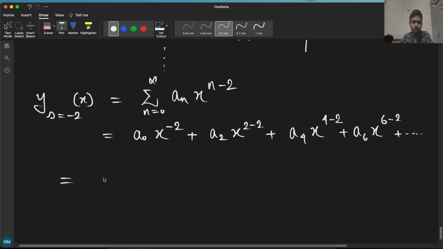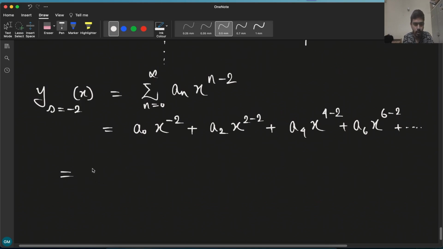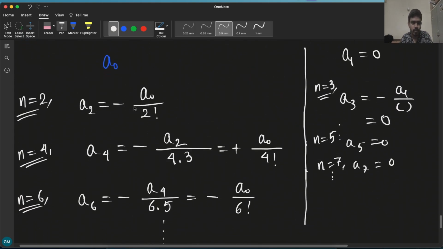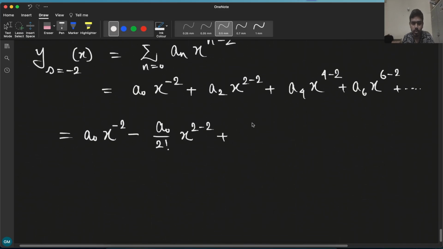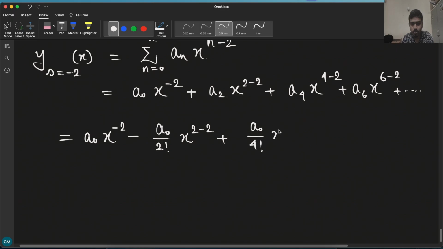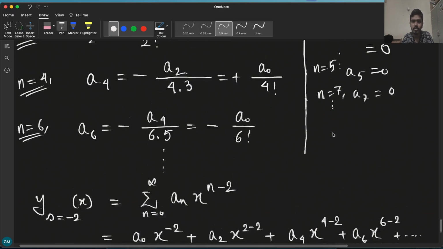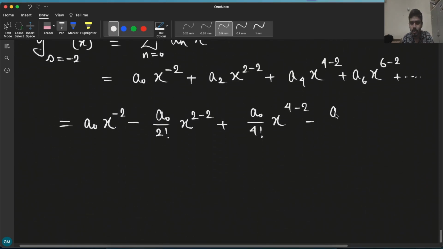Now, let me keep it as it is. What is a2? a2 is minus a0 by 2 factorial, so it will be minus a0 by 2 factorial x to the power 2 minus 2, plus a4, and a4 is a0 by 4 factorial, so a0 by 4 factorial x to the power 4 minus 2, minus a6, which is a0 by 6 factorial, times x to the power 6 minus 2, plus dot dot dot.